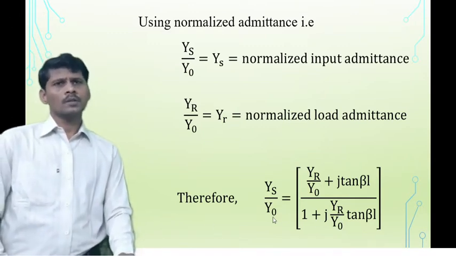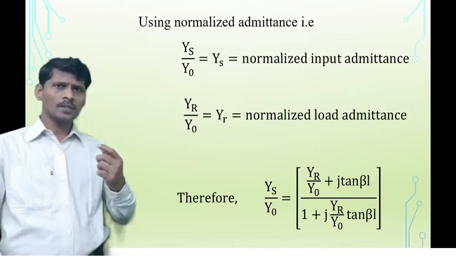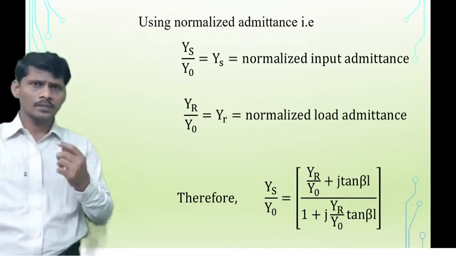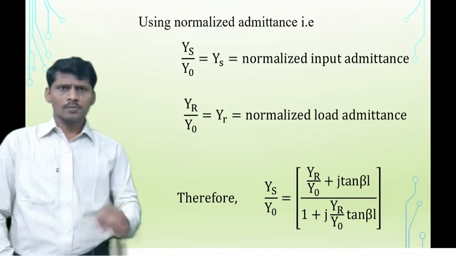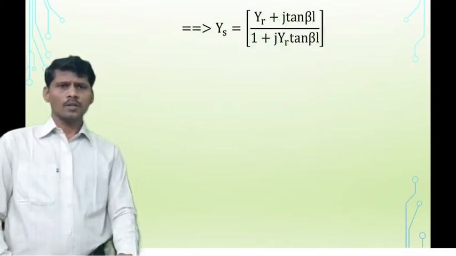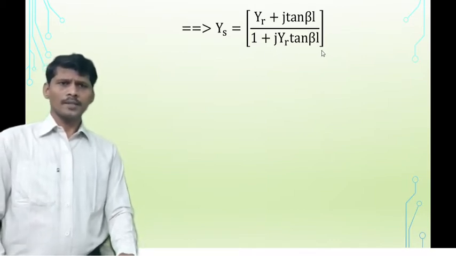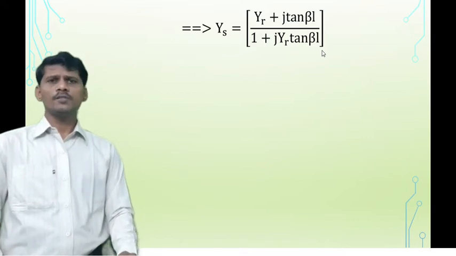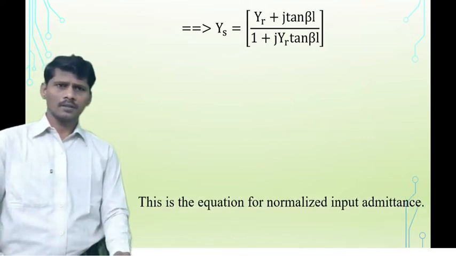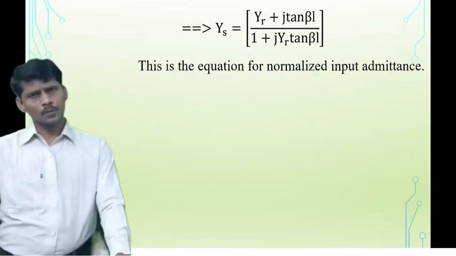So what is Ys by Y0? Ys by Y0 is the normalized input admittance, represented by y suffix small s. Yr by Y0 is the normalized load admittance, indicated by y suffix small r. Therefore, the normalized input admittance ys is equal to (yr plus j tan beta l) by (1 plus j yr tan beta l), where beta is the phase shift constant and l is the length of the transmission line. So this is the equation for the normalized input admittance.